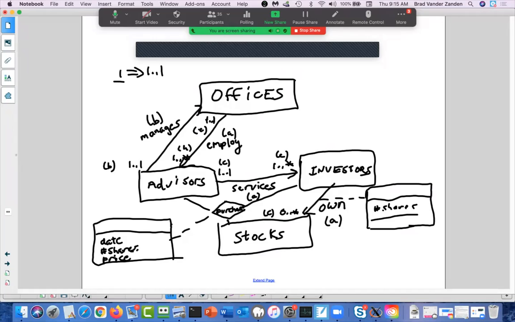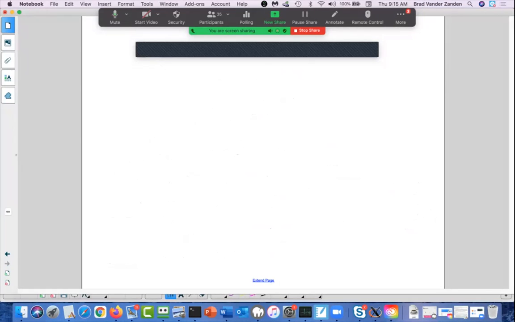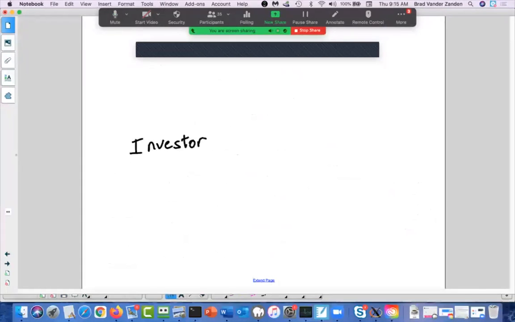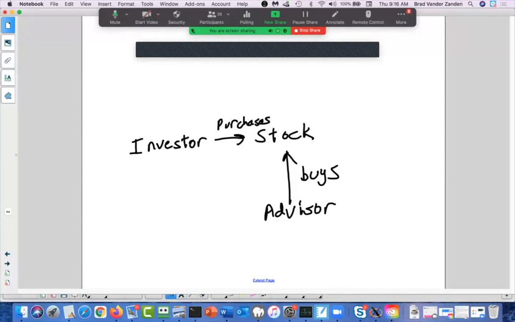What would be bad is if you wrote investor purchases stock, and somehow you thought also that an advisor buys stock, or conducts transaction. It'd be wrong to write it this way.